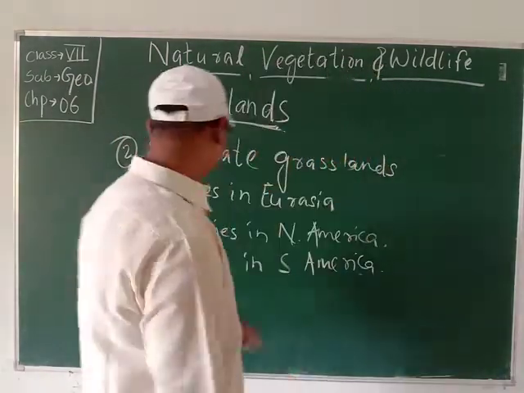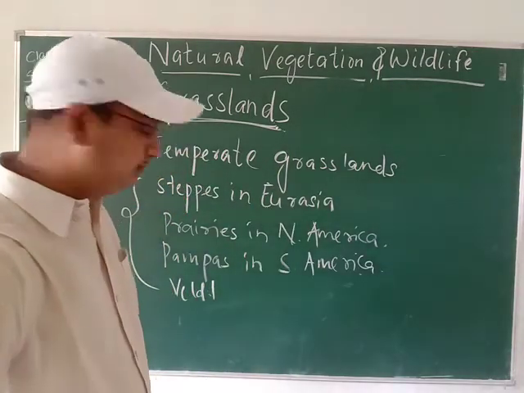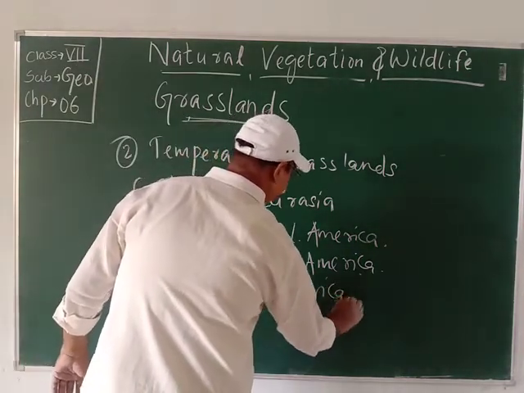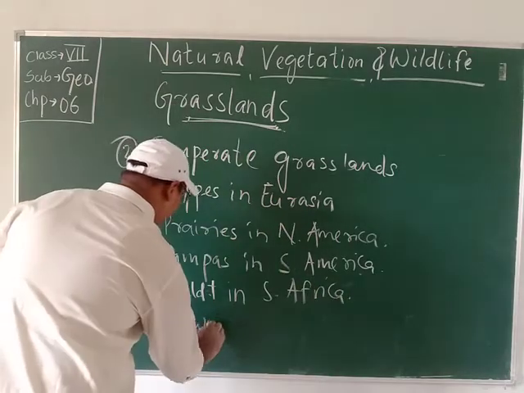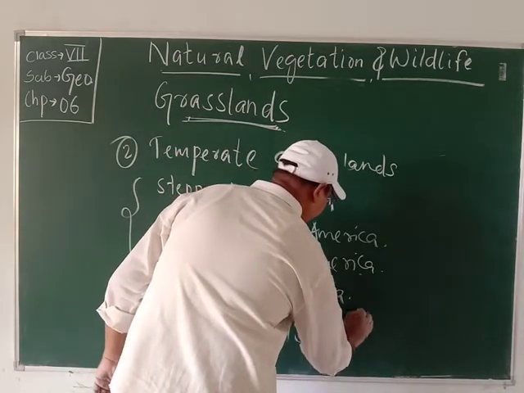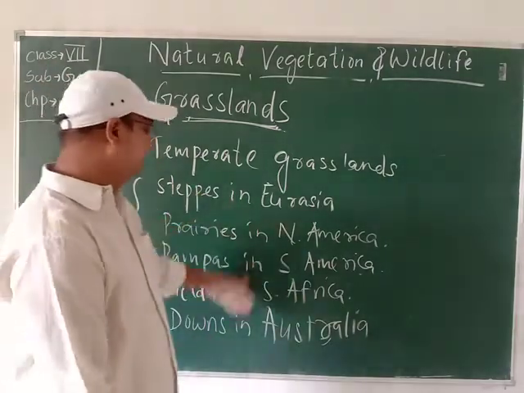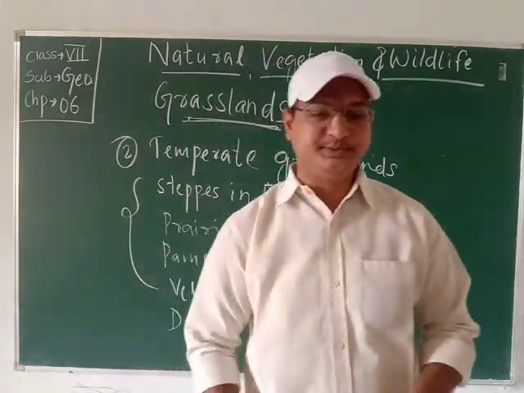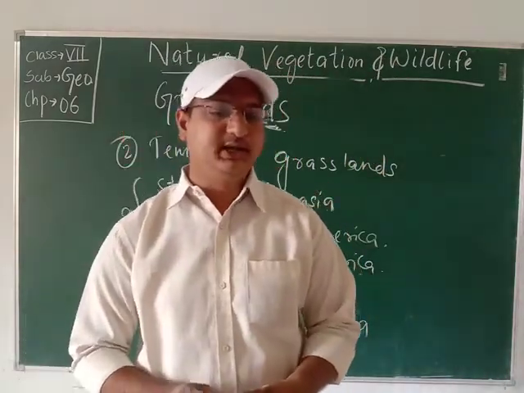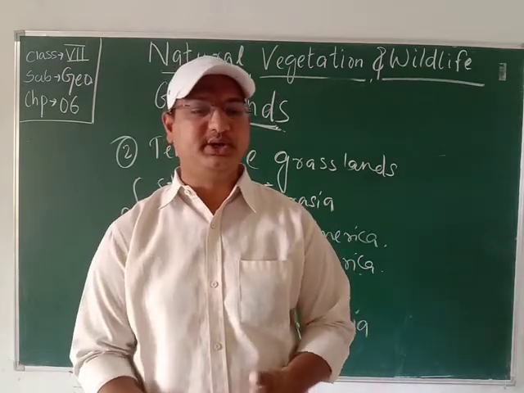Students, they have different names everywhere. In 5 regions of the world, they are known by different names. These are found in the mid-latitude zones and in the interior part of the continents. Wild buffaloes, bears, antelopes are common in the temperate regions.